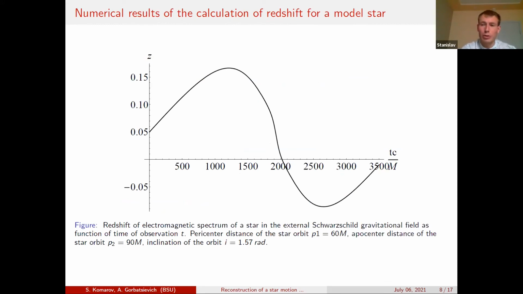This is an example of the solution of the direct problem: redshift as a function of time of observation. The parameters of motion of the source star are presented here: pericenter and apocenter distance, and inclination of the orbit.